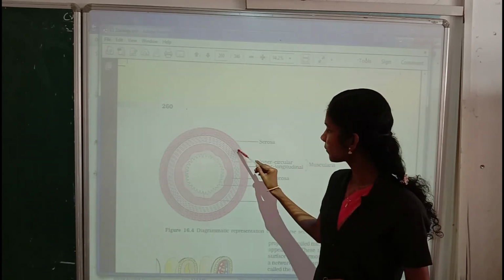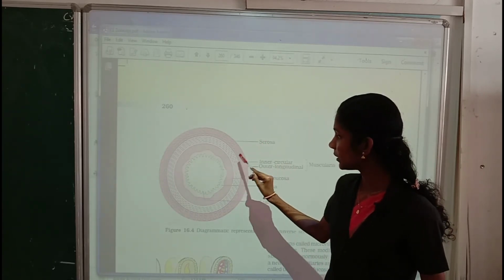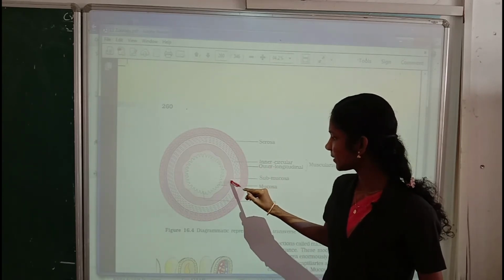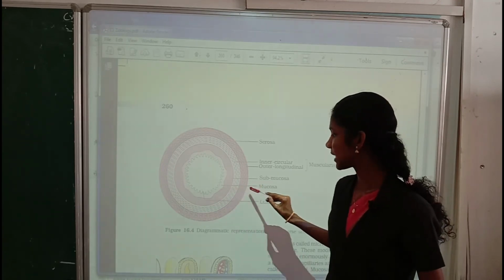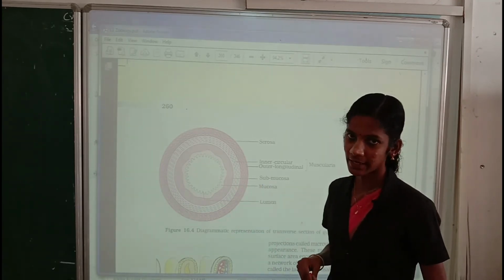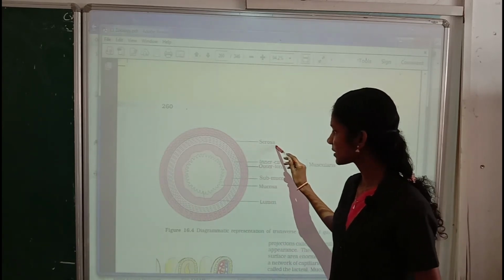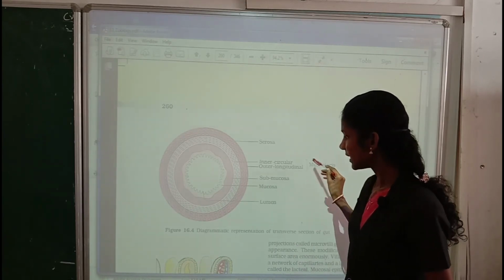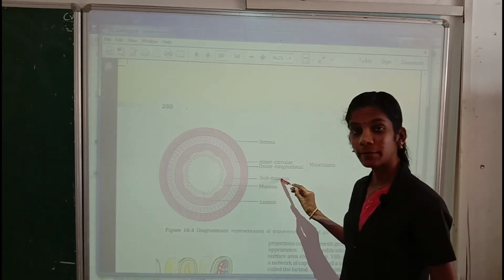The outermost layer of the alimentary canal is known as serosa layer, and just inside the serosa layer we can see a muscularis layer. Just inside the muscularis layer a submucosa layer is there. Inside the submucosa layer we can see a mucosa layer. So I will tell you once more. Outermost layer of the alimentary canal is known as serosa. Just inside the serosa layer we can see a muscularis layer. Inside the muscularis layer we can see a submucosal layer.